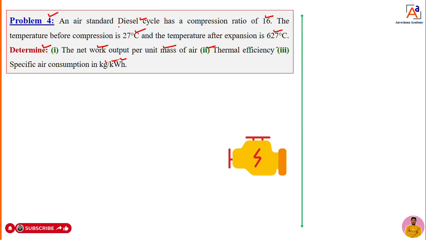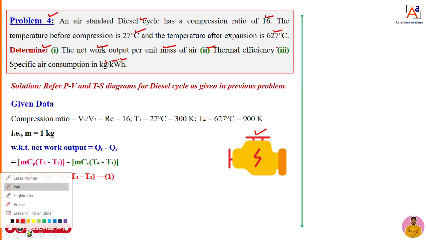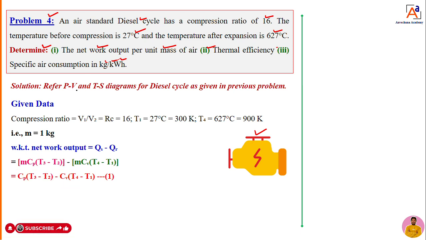Again, dear students, the problem is related to an air standard diesel cycle, and he has given some basic data. With the help of that data, I need to calculate the work done, thermal efficiency and specific air consumption per kilowatt hour. The first and very important step is to list out the given data with the help of the PV and TS diagram for a diesel cycle.